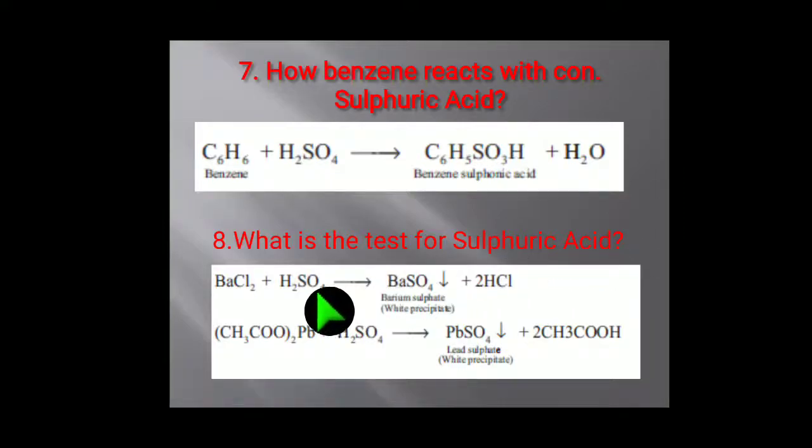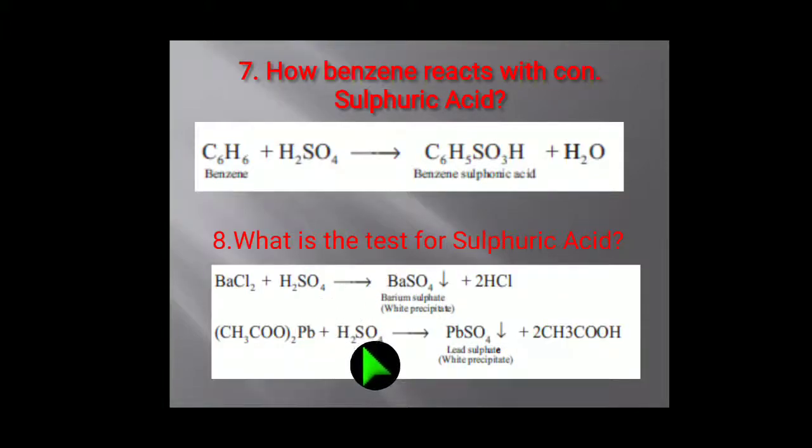Okay, the bottle contains sulfuric acid. So we have to check whether it is sulfuric acid or not. We take a small amount of sulfuric acid in a test tube, and barium chloride is the reagent we have to add. When we add the barium chloride, barium sulfate will form. It is a precipitate. A white precipitate will appear, by which we can identify the bottle contains sulfuric acid.